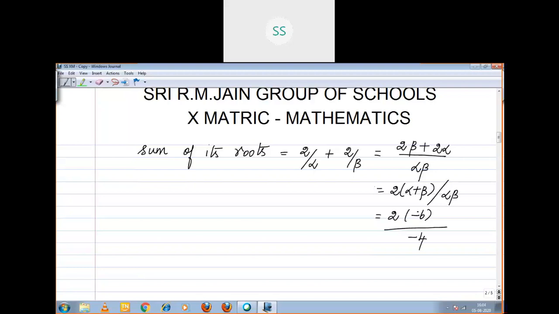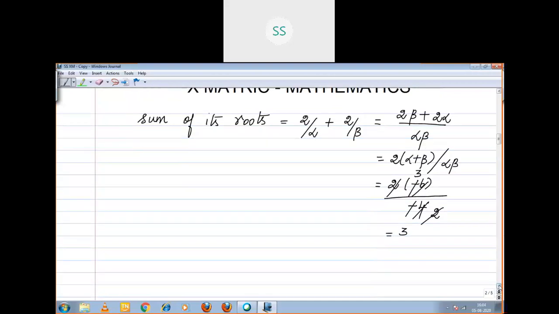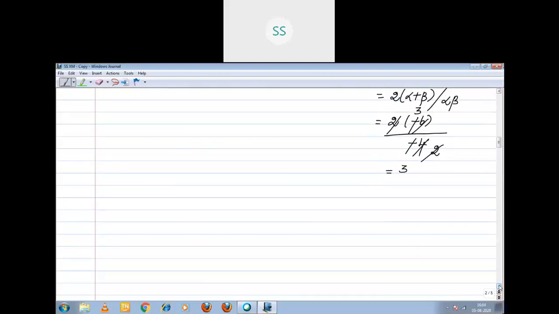Then minus cancels. Two ones are 2, two twos are 4, two threes are 6. So what is your sum of its roots? 3. Now, in the same way, you want to find the product of its roots, right? Product of its roots.